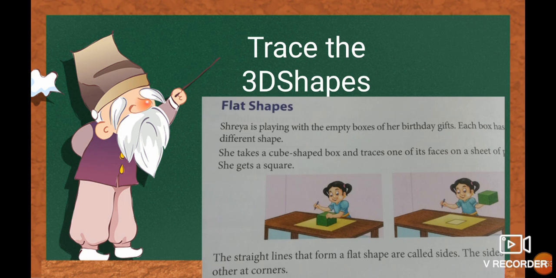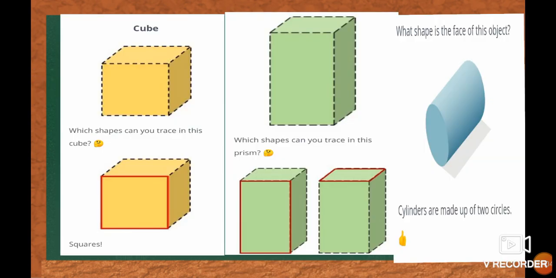So here when you trace the 3D shapes, you will get flat shapes, or you can say 2D shapes. So let us see. If you trace a cube, which shape can you trace? See, the black dotted line, you can see it's the shape of a square. So if you trace the cube like Shreya, you will get a square shape, right?